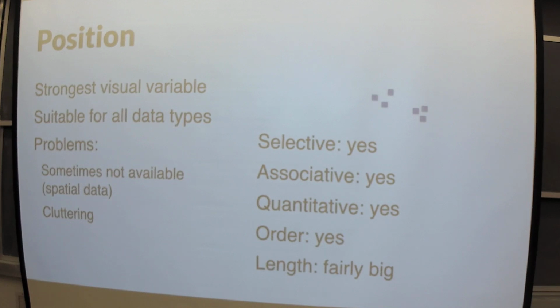As you saw in the table before, position is the strongest visual variable that's available, and it's also suitable for all data types.